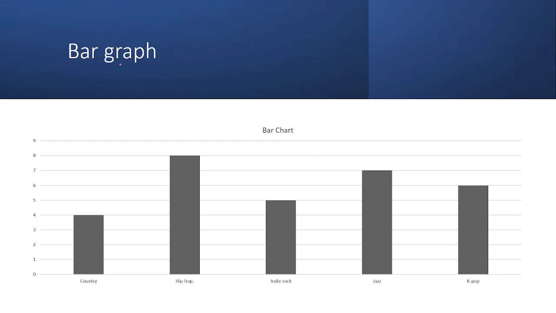So here is the bar chart. We can see that country has 4 because it goes up to 4. Hip hop has 8, and the winner is clearly 8. You can see the one who is the highest is the winner. Jazz has 7, 6. K-pop, some of you might like K-pop. I prefer hip hop though.